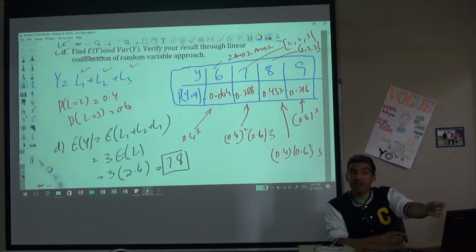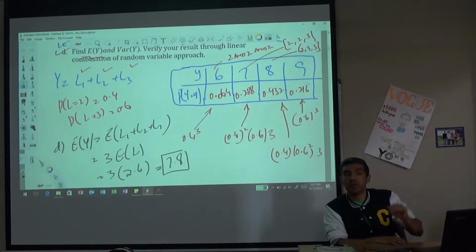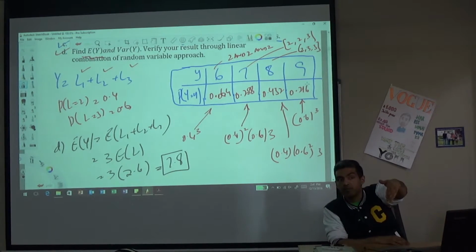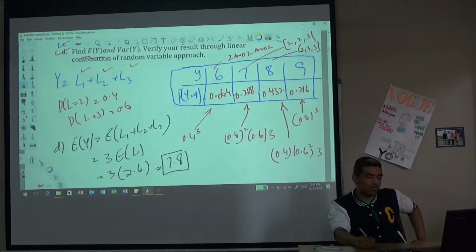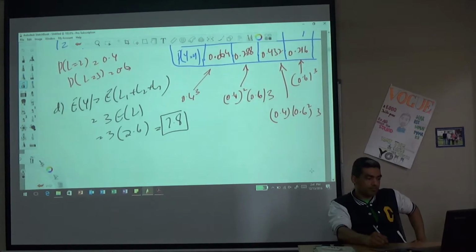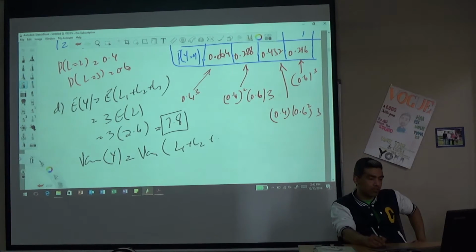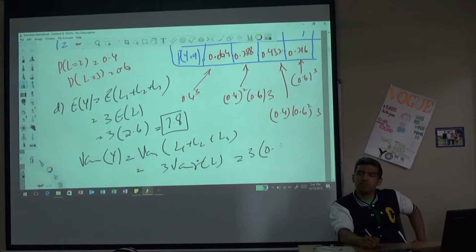Now you know finding the variance is more tedious. First you have to find E of L square and then do the whole process. So now we know that variance of y would be variance of L1 plus L2 plus L3, which would be 3 times the variance of L. Right? And that's 3 times what was it? 0.24.